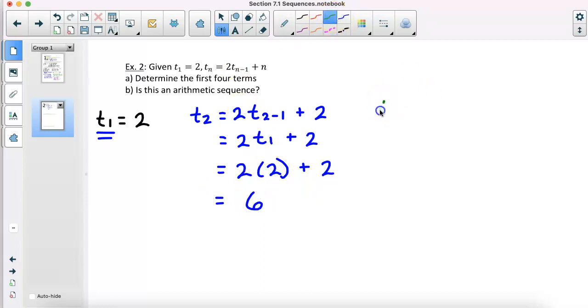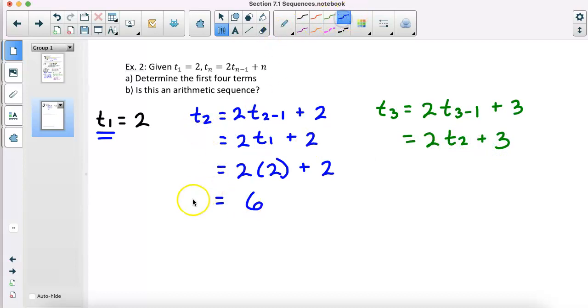Okay, so for t3, we're going to have 2t(3 minus 1) plus 3. So this is going to be 2t2 plus 3. t2 we just calculated. Let's actually fill this in right here too. t2 we know from the one beforehand is 6. So we have 2 times 6, which is 12, plus 3 is 15.